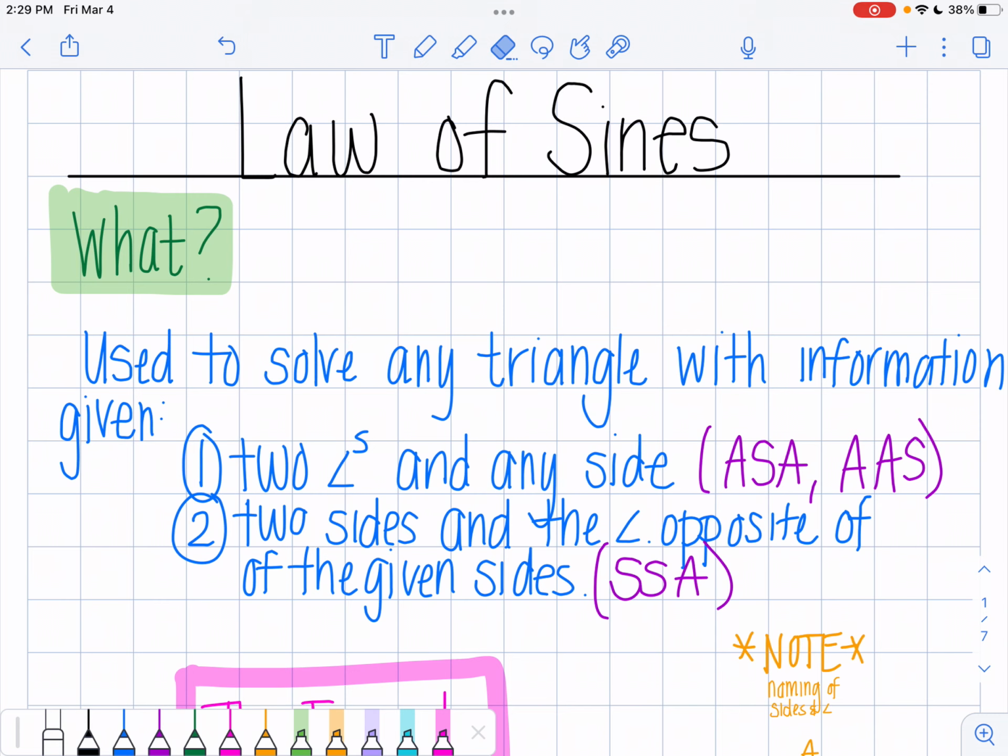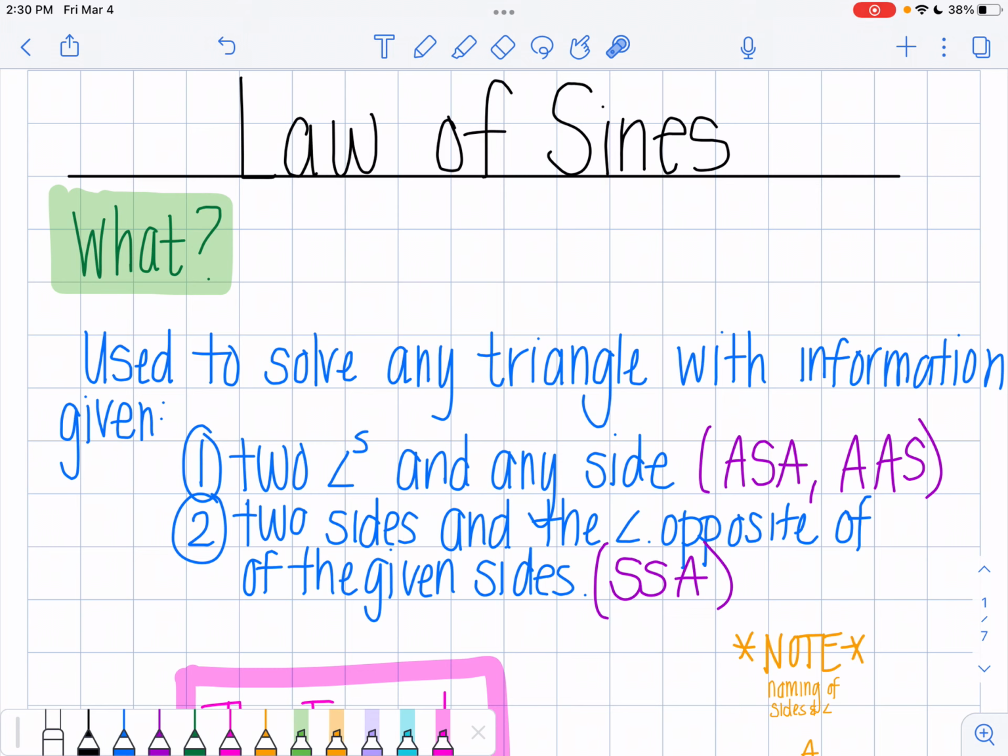And we're going to use the law of sines under two circumstances. We're going to use it when we have two angles and any side, in other words, our angle-side-angle or our angle-angle-side. And we can also use the law of sines when we have two sides and the opposite of one of the given sides. This would be known as the side-side-angle case.